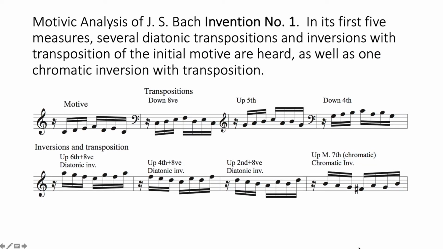We can learn about how motives are operated on in real music as well. If we look at J.S. Bach's Invention Number 1, we'll notice a number of operations of the first motive. In its first 5 measures, several diatonic transpositions and inversions with transposition of the initial motive are heard, as well as one chromatic inversion with transposition.